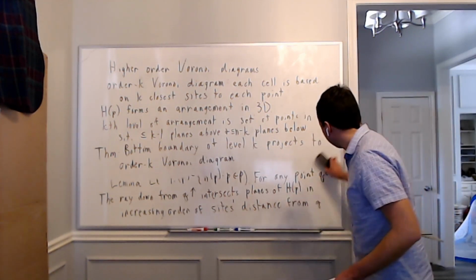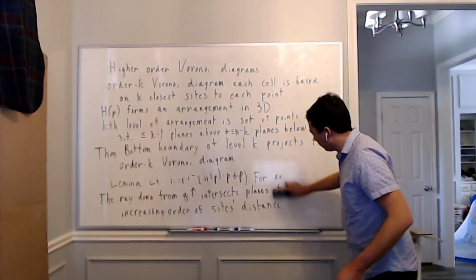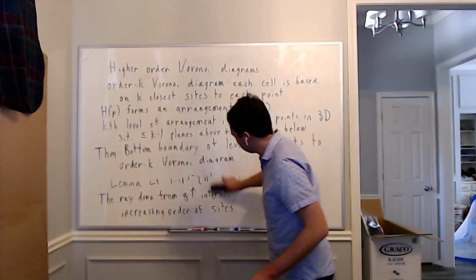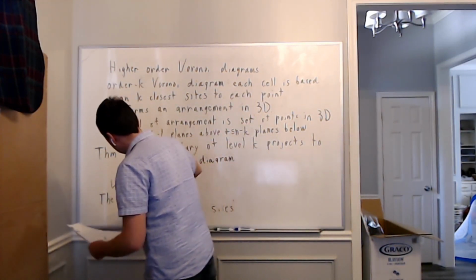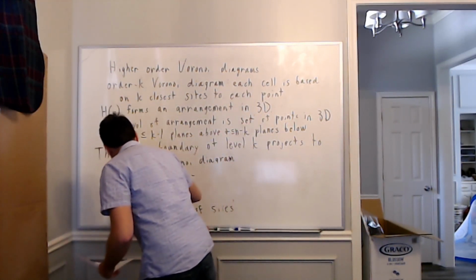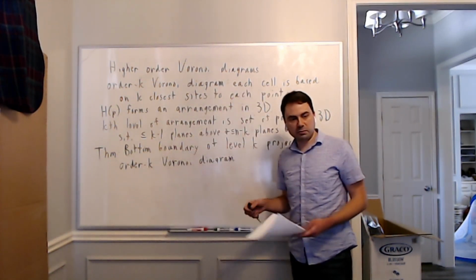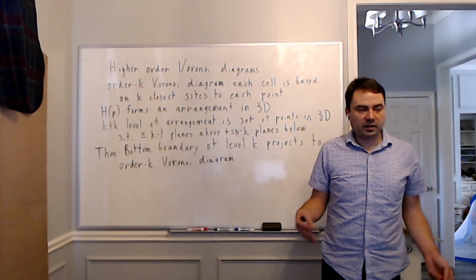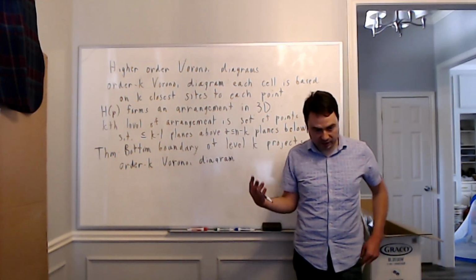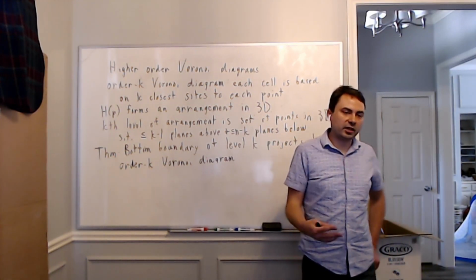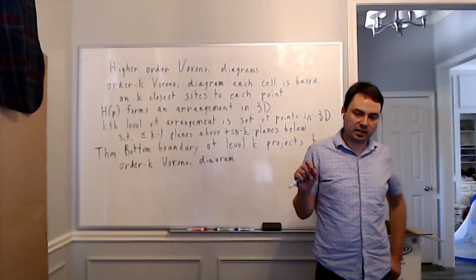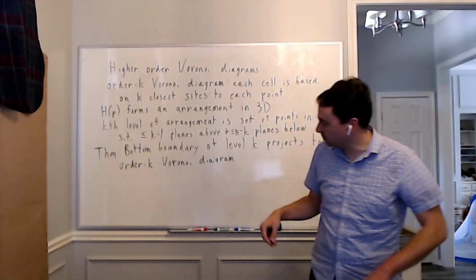And then one final neat fact. The book talks in particular about a special kind of order K Voronoi diagram called the farthest point Voronoi diagram. Here you have the plane divided up into cells. Each cell tells you which site is the farthest from the points in the cell.